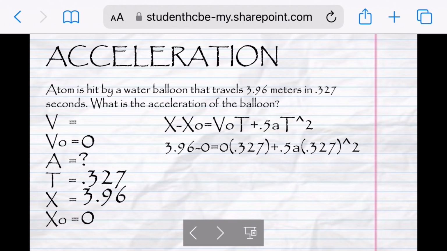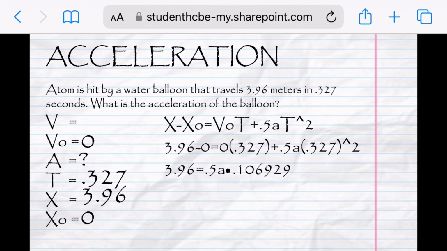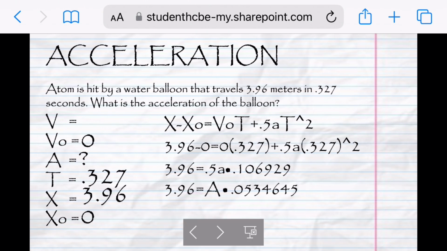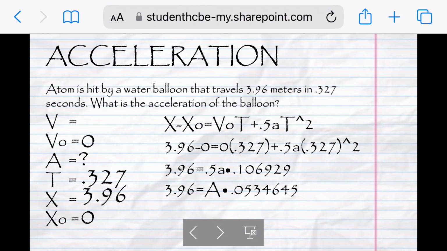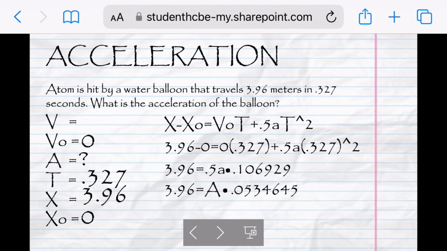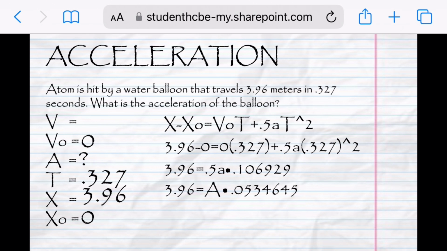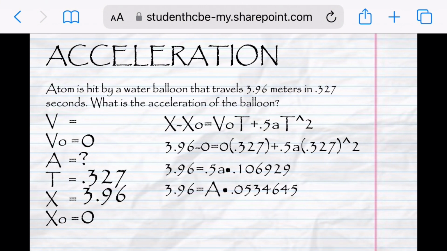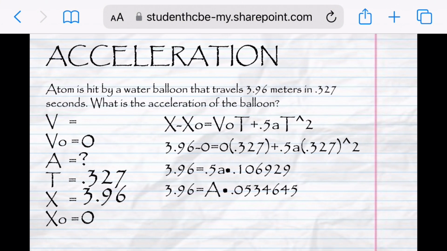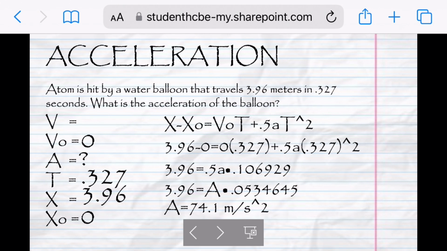We're going to plug the numbers in, then we will subtract the 0 from 3.96 and multiply the 0 with 0.327 immediately, and then we'll square 0.327. Then we will multiply 1.1069929 by 0.5 and get 0.0534645 as the answer. And then we will divide that from 3.96 to get acceleration, which comes out to 74.1 meters per second squared.